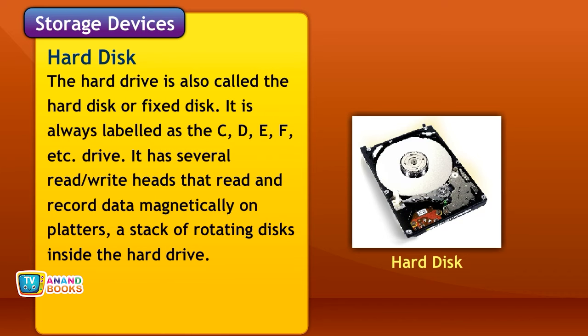Hard disk. The hard drive is also called the hard disk or fixed disk. It is always labeled as the C, D, E, F, etc. drive. It has several read or write heads that read and record data magnetically on platters, a stack of rotating disks inside the hard drive.